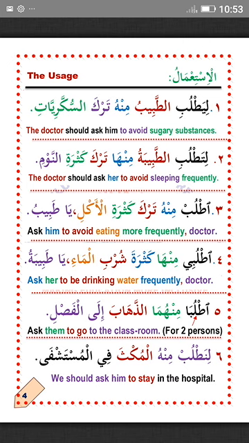خمسة, number five. اطلبا منهما الذهاب إلى الفصل. اطلبا منهما, ask both of them الذهاب إلى الفصل, to go to the classroom. How many of them am I commanding? Two of them. اطلبا.